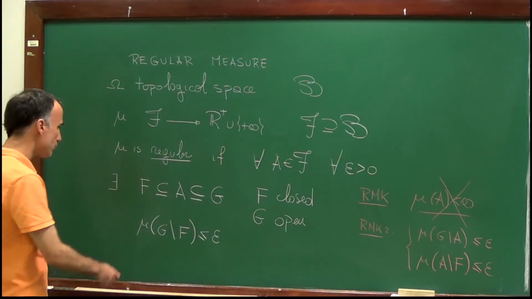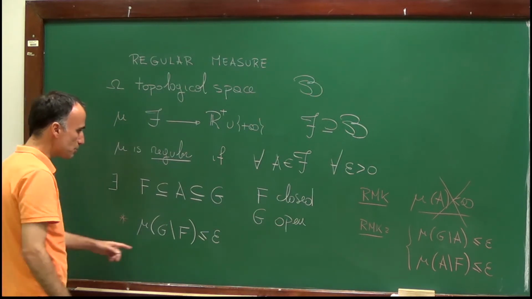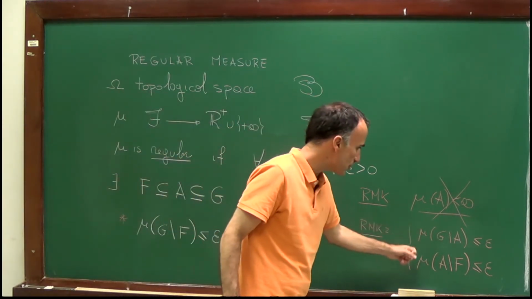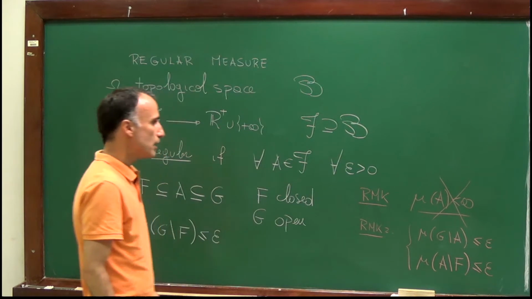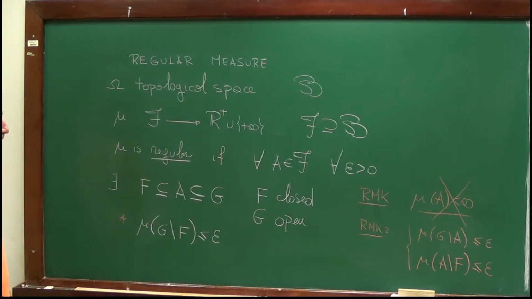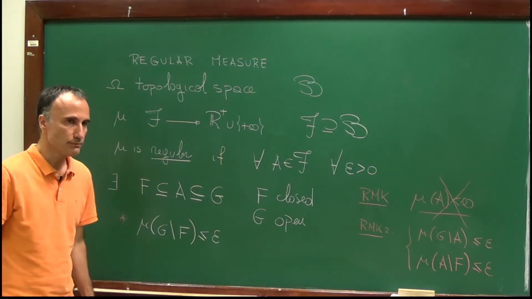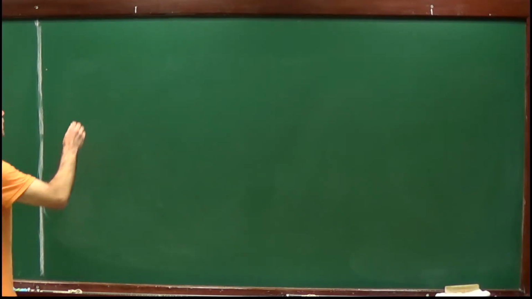So it's equivalent to require that this measure be smaller than epsilon, or to require separately that these two sets have measure less than epsilon. So here's a third remark.